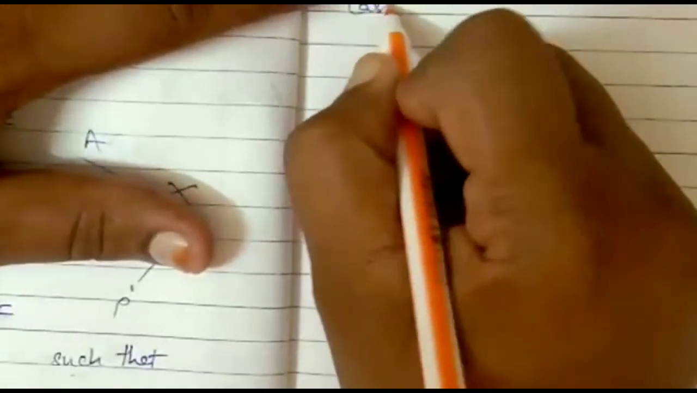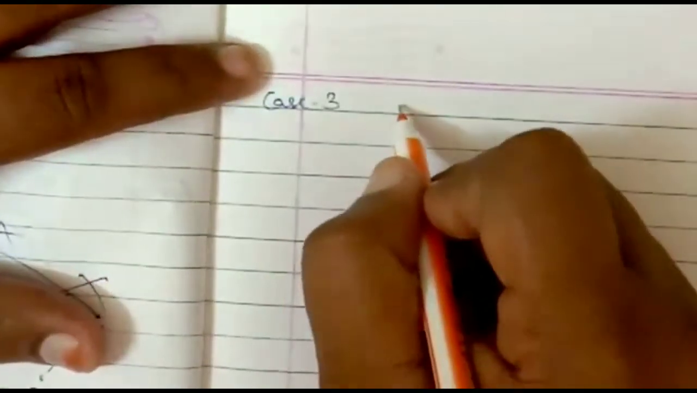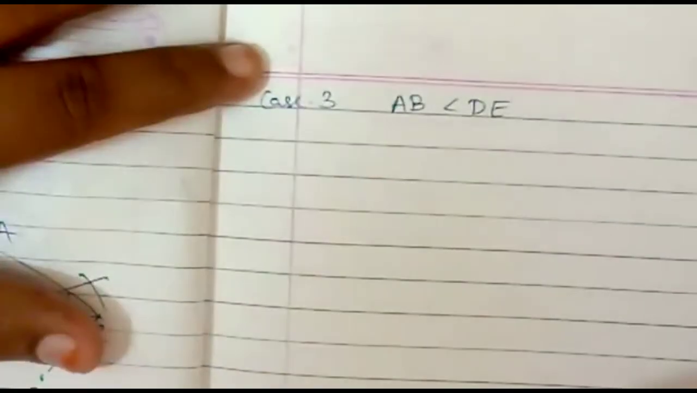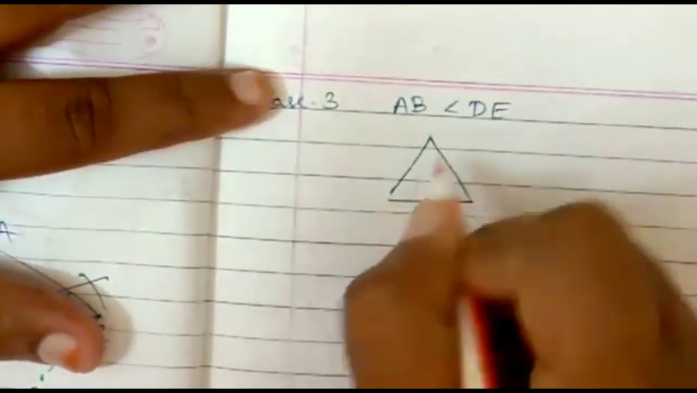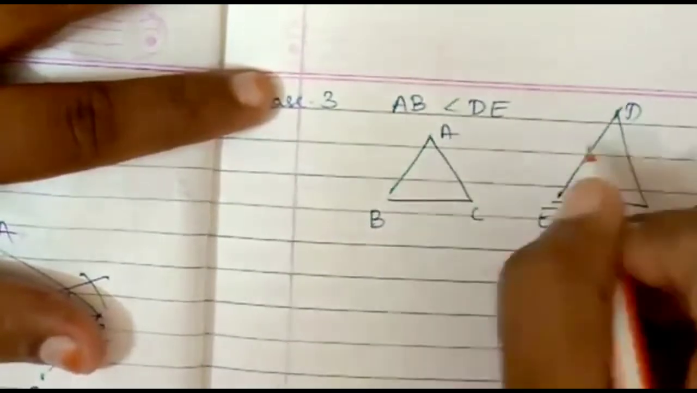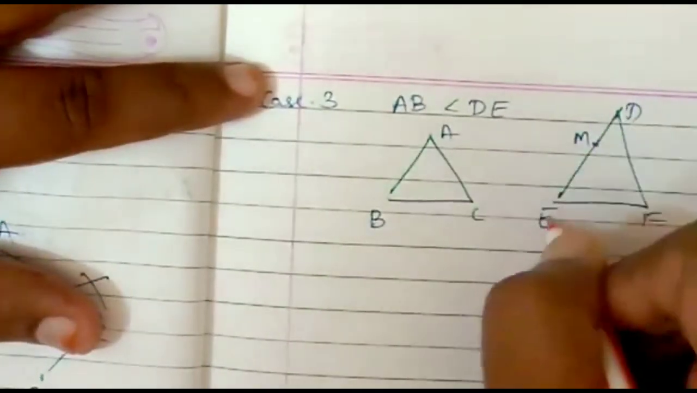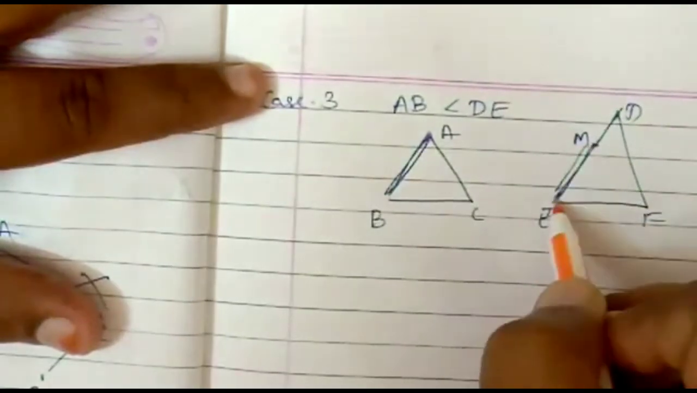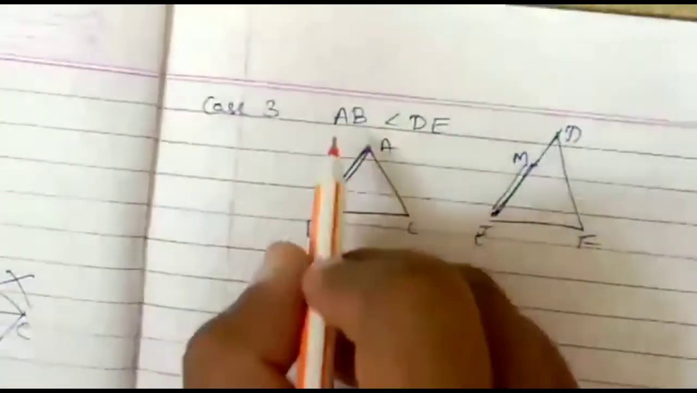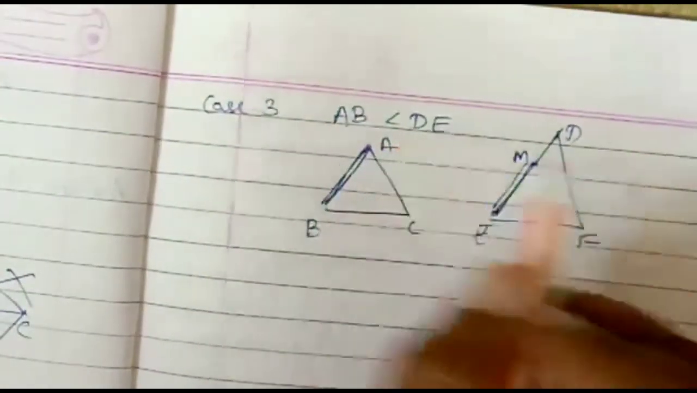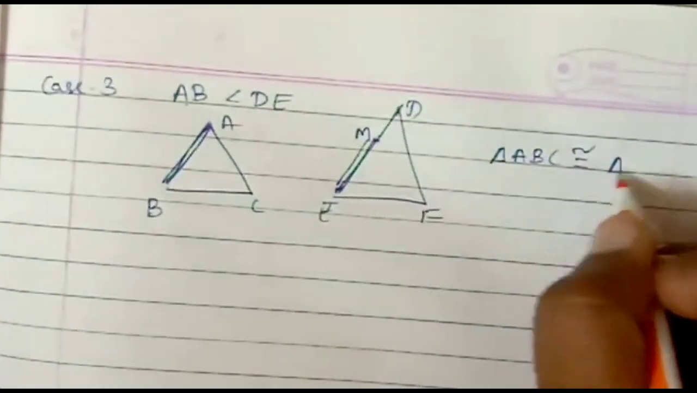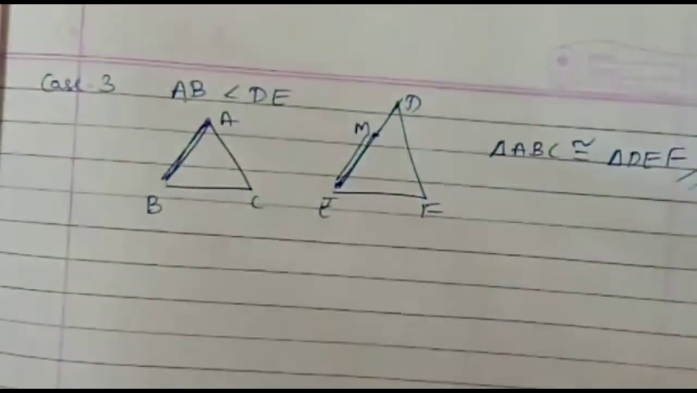Similarly, we have case number 3. In case number 3, if you have AB lesser than DE, then also the same result. You don't have to give the full proof. We can have the same kind of figure, ABC here, and this time you can take DE bigger. So you can get another point M on DE such that AB will be equal to ME, and the whole process will be repeated. So you don't have to write the whole thing. You can just write, even if AB is less than DE, then also the same result, triangle ABC is congruent to triangle DEF is proved, and hence the result is proved.